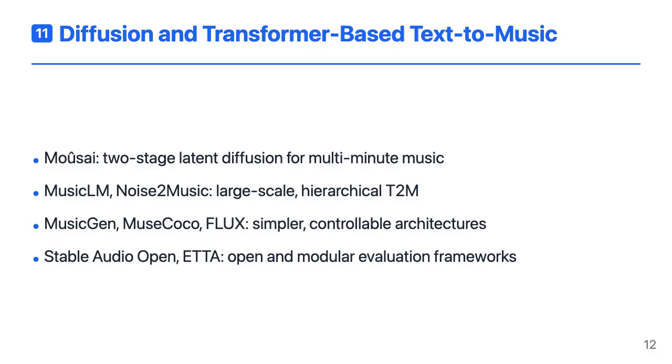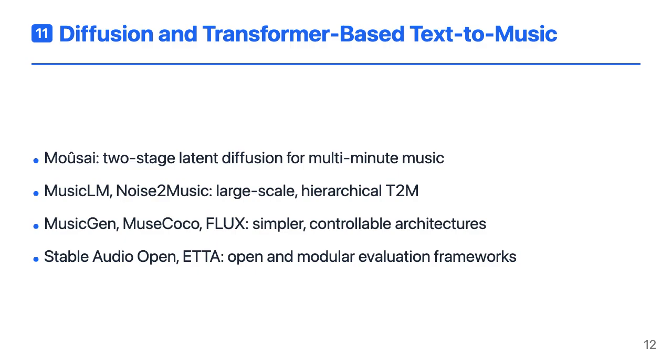Diffusion models also made their way into music. Moûsai uses a two-stage latent diffusion pipeline to generate multi-minute tracks efficiently, trained on a dedicated text-music dataset. Google's MusicLM and Noise2Music scale this idea up with hundreds of thousands of hours of audio and hierarchical modeling, capturing detailed attributes like mood, instrumentation, and style.